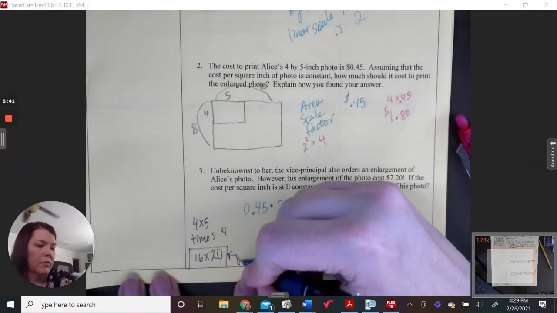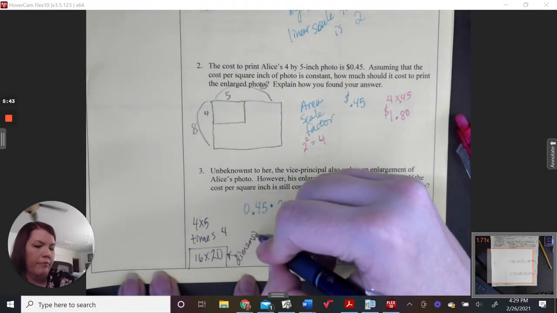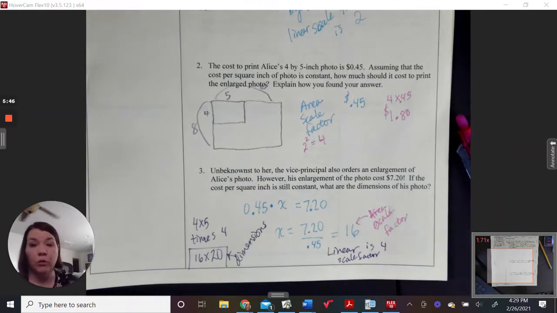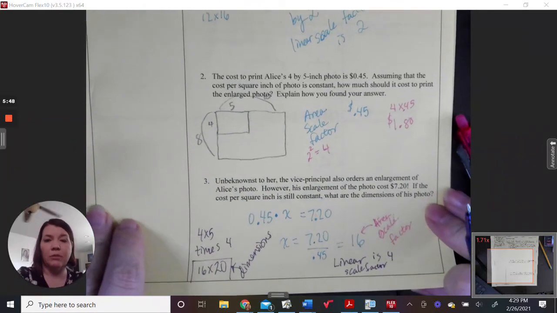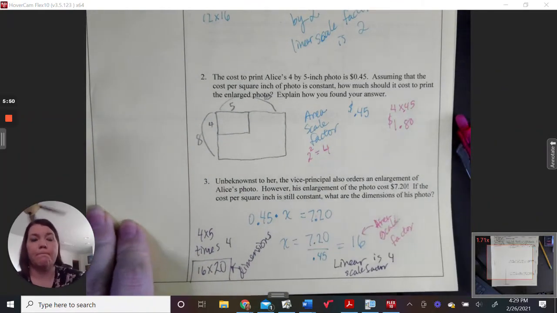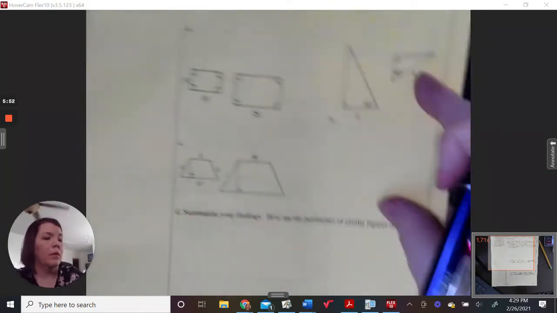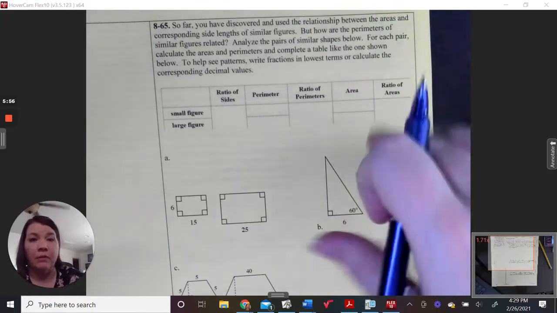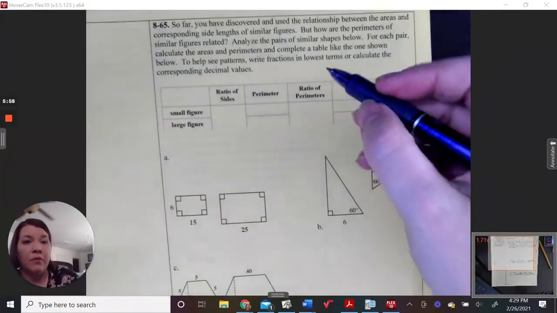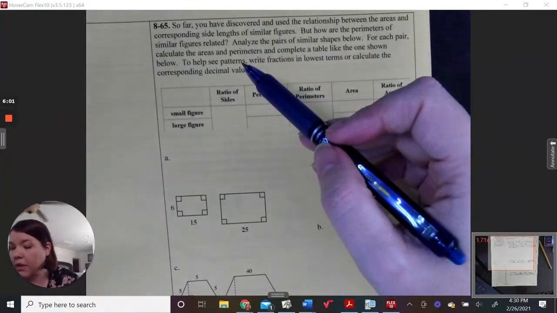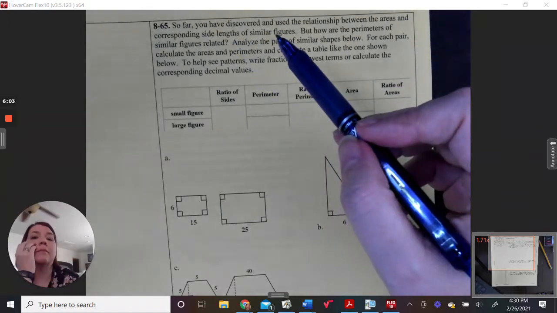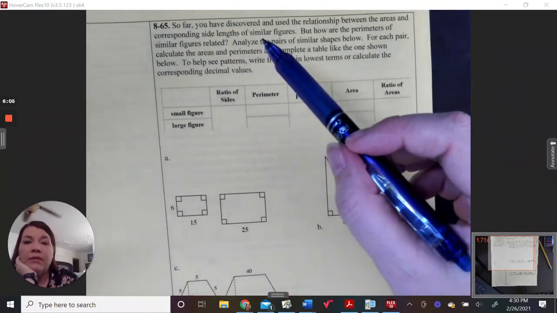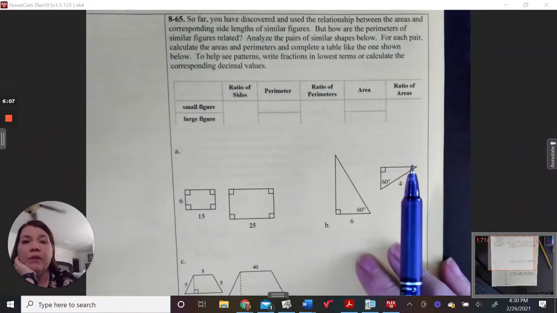Cool. Pretty straightforward. Again, just applying what we did in class today. Okay, so as I mentioned at the start of this video, we hadn't talked about perimeter. We discovered the relationship between areas and corresponding side lengths of similar figures, but how are the perimeters of the figures related? So ratio of sides, ratio of perimeters, ratio of areas.